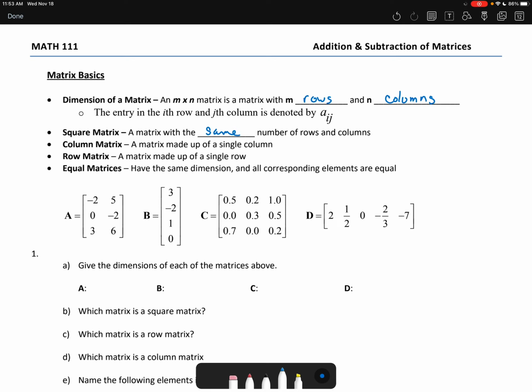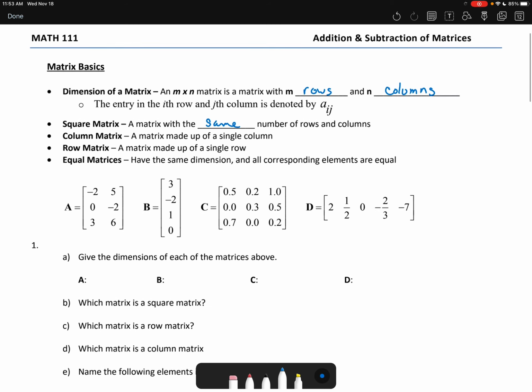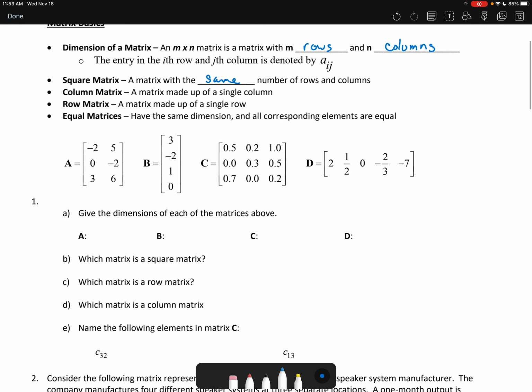We can also have a column matrix, which is a matrix made up of a single column, or a row matrix made up of a single row. And matrices are only considered to be equal if they have the exact same dimensions and every corresponding element is equal. So it's very rare to have completely equal matrices. They may have the same dimension, but if all of their entries are not exactly the same, then they would not be considered equal.